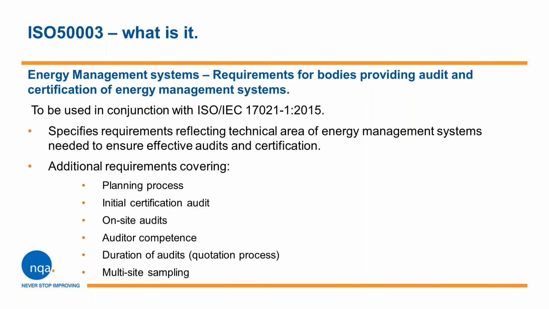These requirements sit in 50003, and as you see across the top, the standard is called Energy Management Systems Requirements for Bodies Providing Audit and Certification of Energy Management Systems. And it specifies these additional requirements. And these requirements include planning processes, an initial certification audit, on-site audits, auditor competency, duration of audits, and multi-site sampling. That's all in there. But the most contentious issue, and one that's received some quite harsh publicity, is the requirement for continual improvement in energy performance.